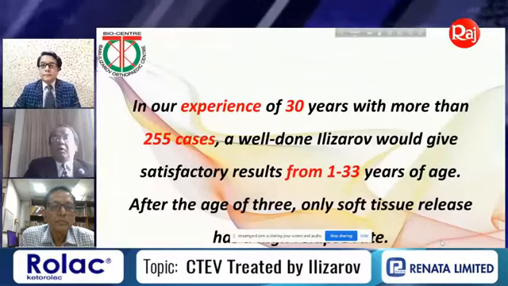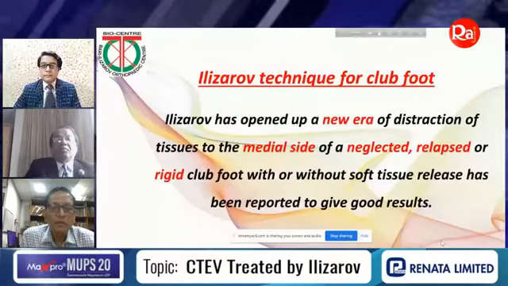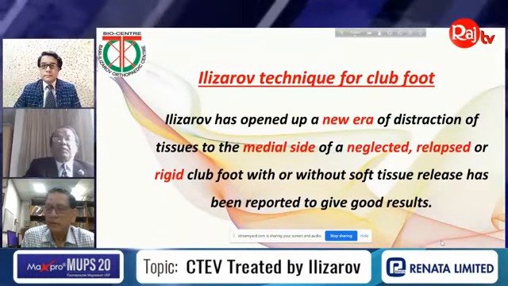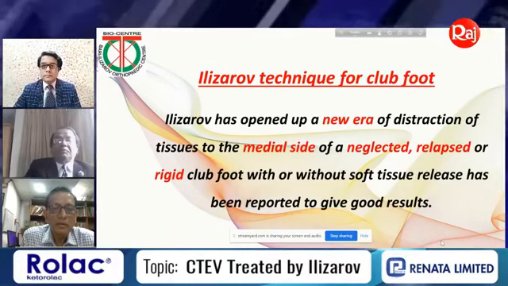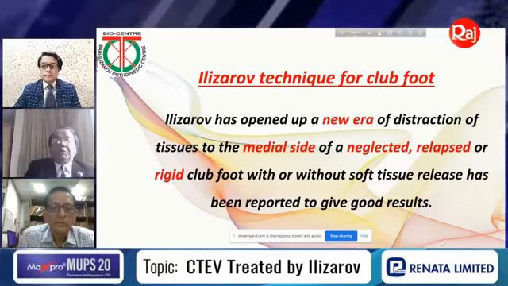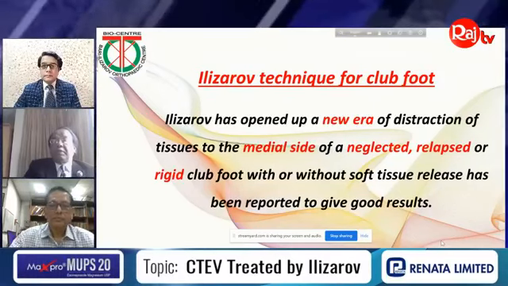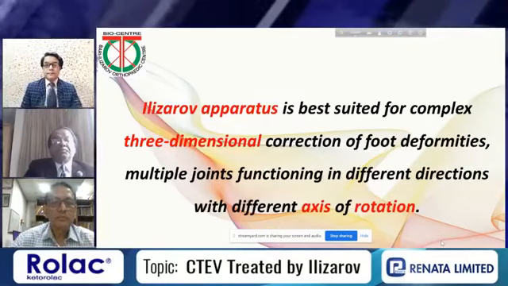After the age of 3, only the soft tissue release, you can do that. It is difficult for that. And Ilizarov technique for clubfoot surgery has opened up a new era of distraction of tissues to the medial side of neglected, relapsed or rigid clubfoot, with or without soft tissue release, has been reported to give good results.